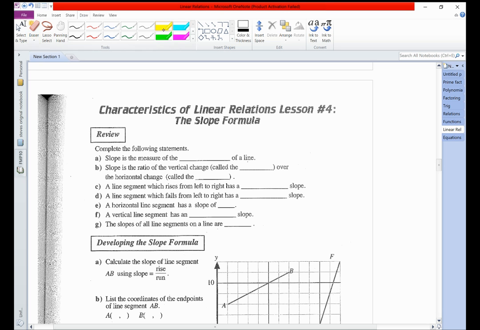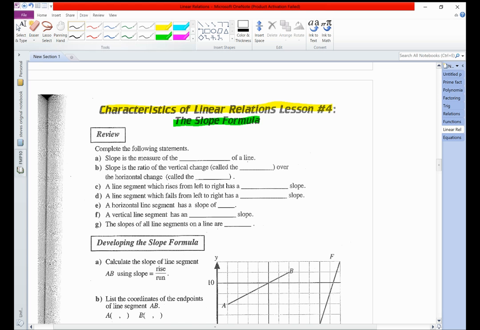Hello, everyone, and welcome to Characteristics of Linear Relations, Lesson 4. So in Lesson 3, we looked at discussing what the slope of a line means and how we measure it. And now we are going to look at coming up with a mathematical formula to calculate it.